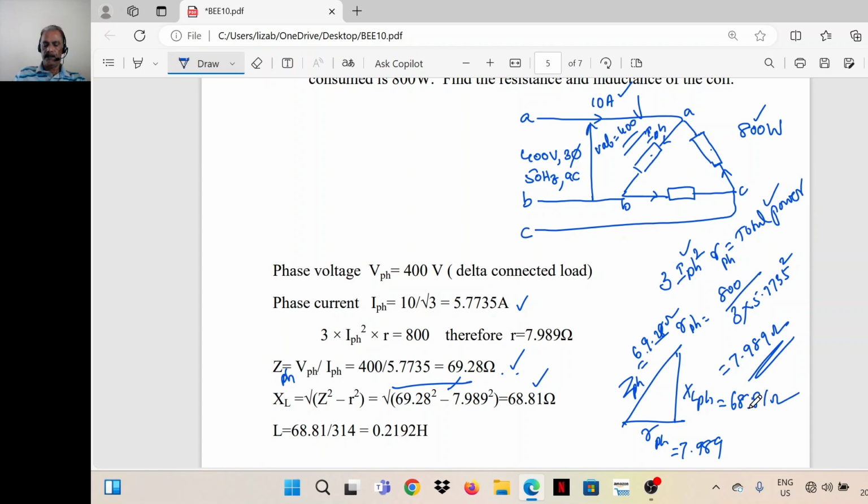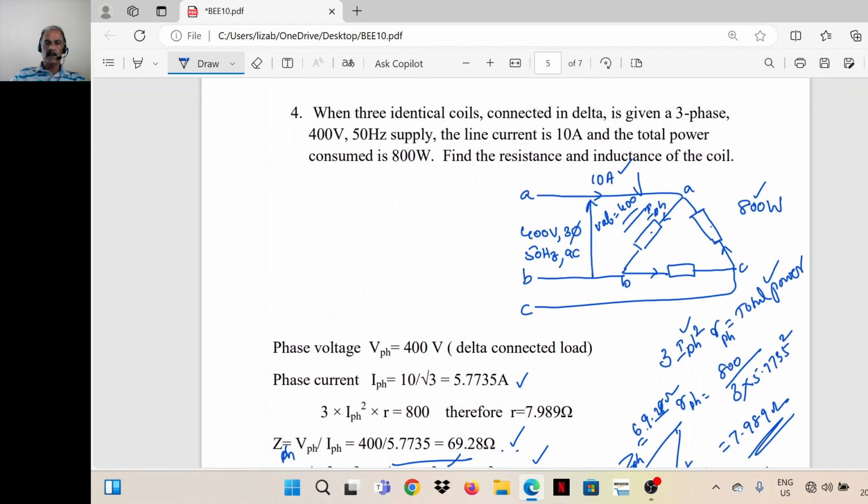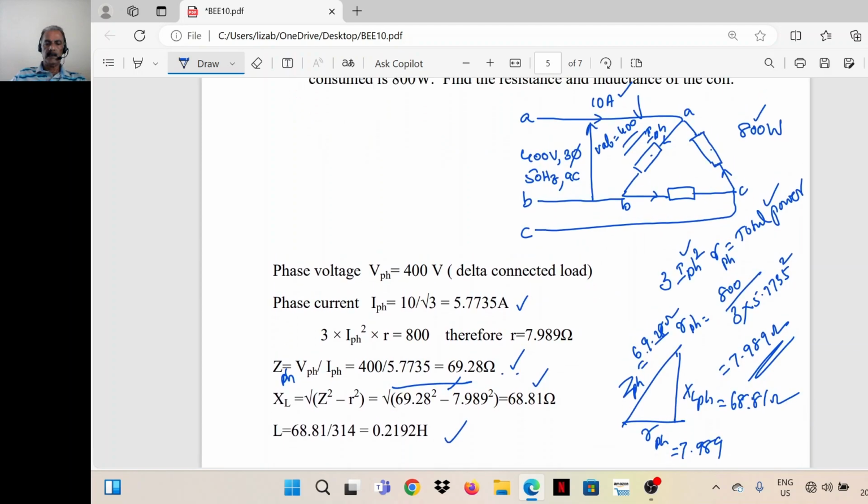So this is 68.81 ohm. So inductance, corresponding inductance is XL divided by 2 pi f, or XL divided by 314, is 0.2192 Henry. That is the value of inductance. So the resistance per phase is 7.989 and inductance per phase is 0.2192 Henry.